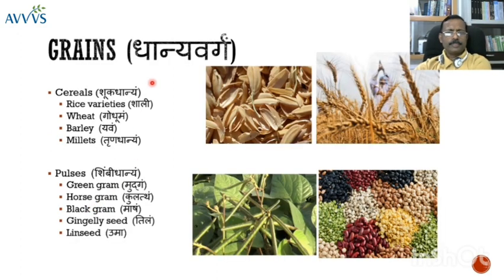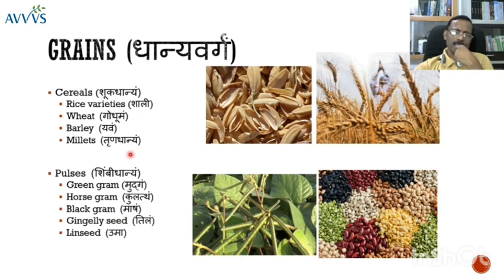We'll move on to the specific vargas or specific groups. Dhanyam is of two types, Shuka Dhanyam and Simbi Dhanyam. Shuka Dhanyam you can take as cereals, that is, they have a husk with them, and rice varieties, wheat, barley, millets, etc. are taken as Shuka Dhanyam. And Simbi Dhanyam are called pulses, which are usually grown in shells. They have some shells covering them, and inside the shells there will be the seeds. They are called pulses: green gram, horse gram, black gram, gingerly seed, linseed, etc. So many things are there. These are some examples only.